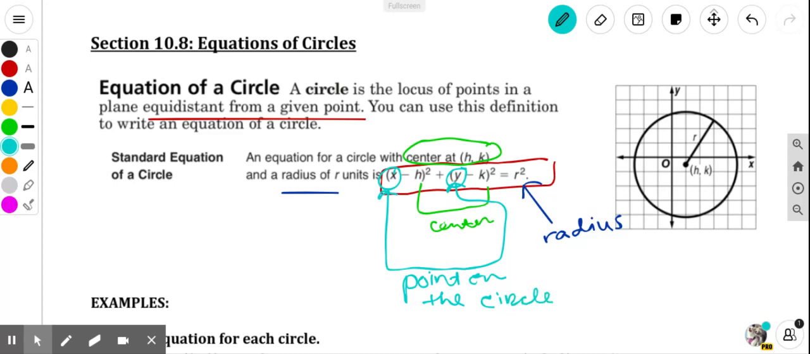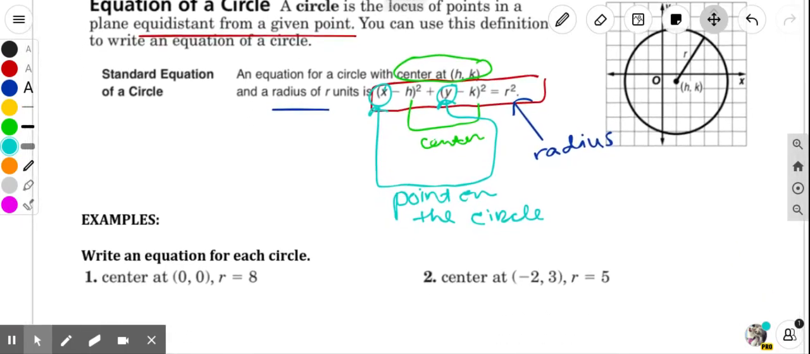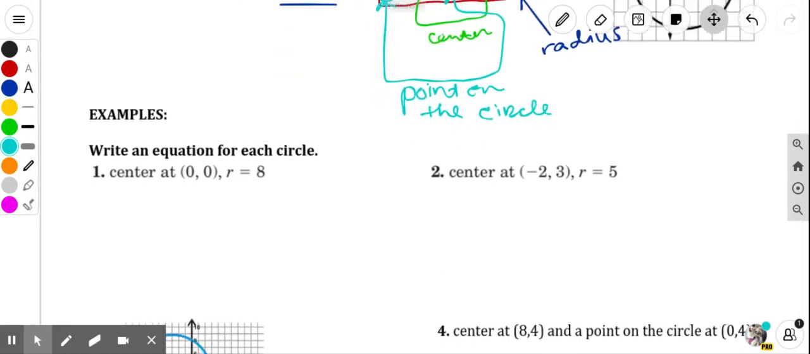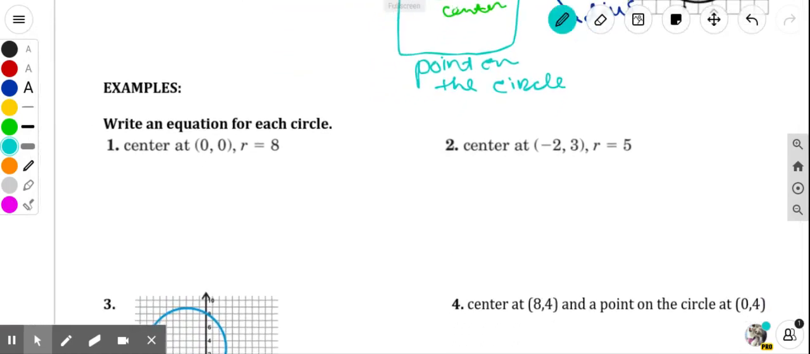Okay, so I'm just going to do a few examples. We're going to use that equation to write some equations, and then in some cases you're given the equation and you have to identify the parts. So first example, write an equation for each circle.